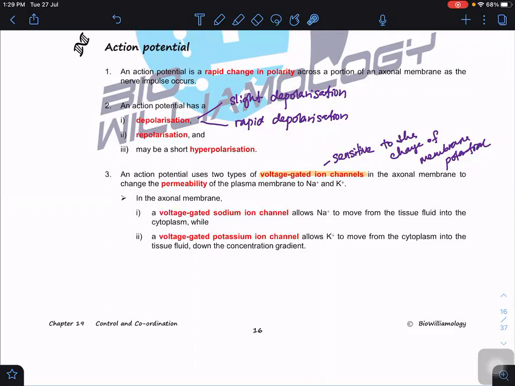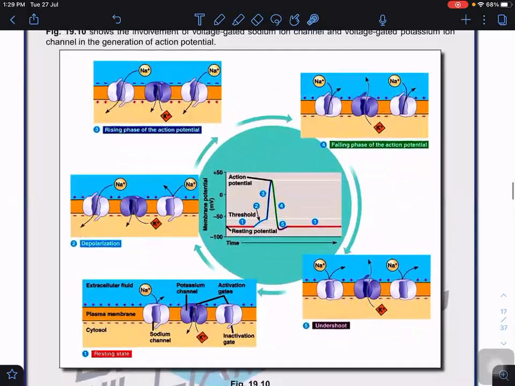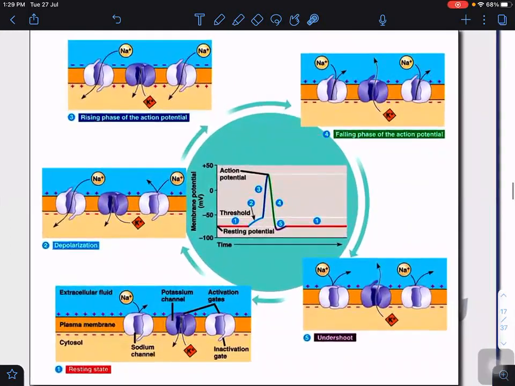Okay, now let us look at this diagram first. If we look at the entire events, I'm going to do a quick summary. It's a bit confusing, so please do follow. Any question, please do let me know.